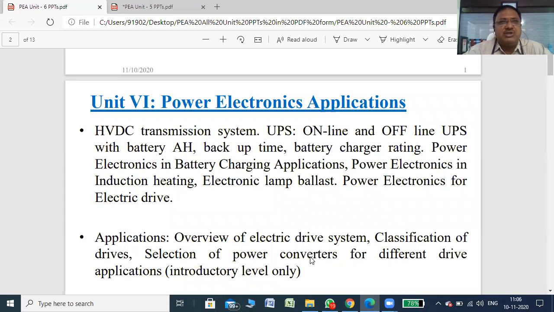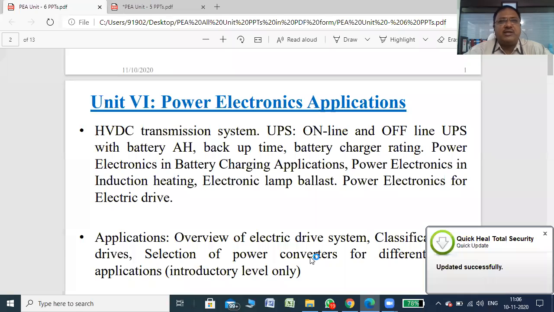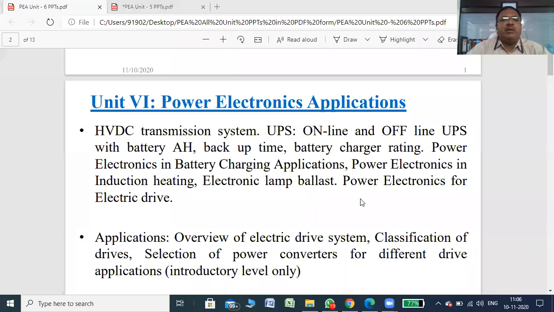So in your syllabus, these three devices are mainly focused. The TRIAC is also one of the devices used in a power circuit, so that is also focused in unit number 1. In unit number 1, we have seen the construction of power devices, then working of power devices, steady state or static characteristics of power devices, then switching characteristics of power devices.